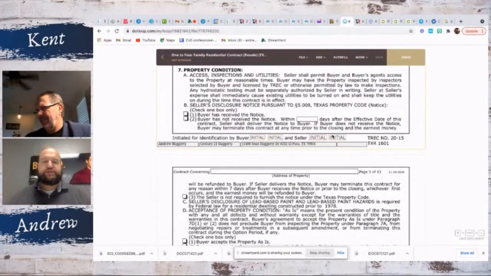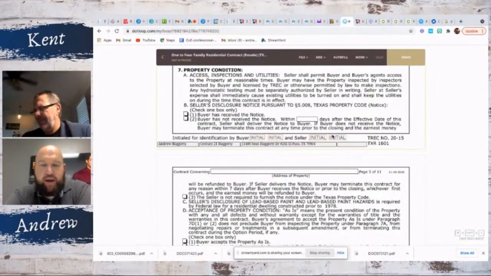Seller's disclosure notice pursuant to subsection 5.008 of the Texas Property Code. Buyer receives the notice. If buyer does not receive the notice within blank days after the effective date of this contract, seller shall deliver the notice to the buyer. If the buyer does not receive the notice, buyer may terminate this contract at any time prior to closing, and earnest money will be refunded to buyer. If seller delivers the notice, buyer may terminate this contract for any reason within 7 days after buyer receives the notice or prior to closing, whichever first occurs. Earnest money will be refunded to buyer.